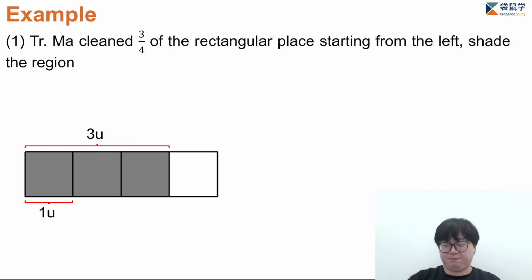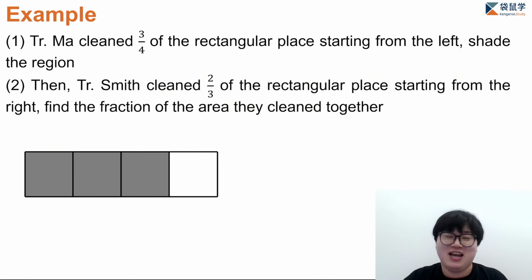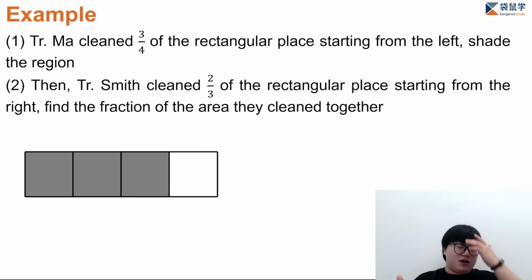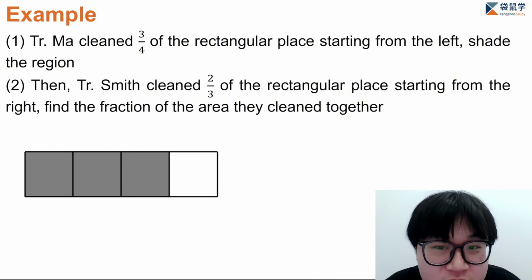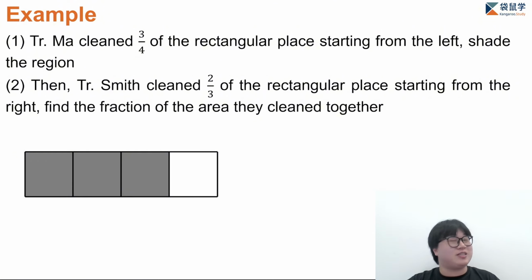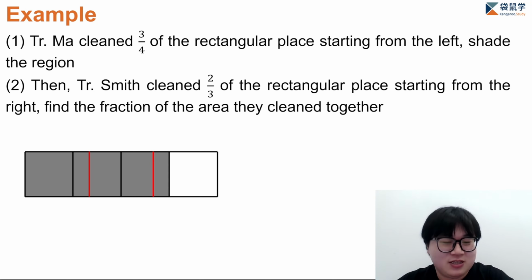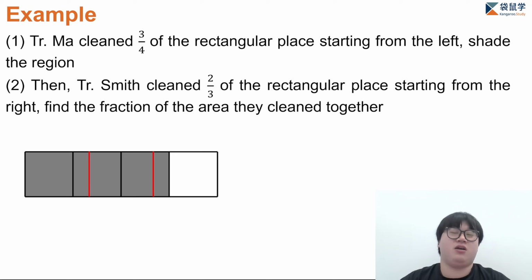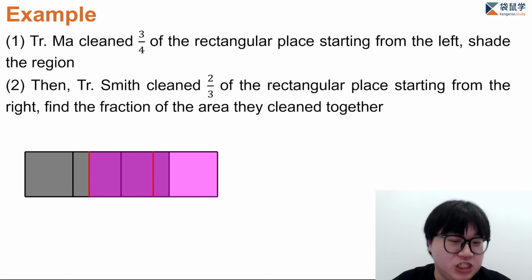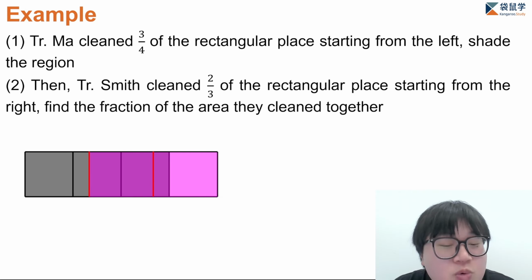And then another teacher, Teacher Smith, cleaned 2/3 of the rectangular plate, starting from the right, and find the fraction of the area they cleaned together. So first, because Teacher Smith cleaned 2/3 of the rectangle, we should divide this rectangle into 3 parts. So I use this red line to represent that. And then because again 2/3, we shade 2 rectangles here.